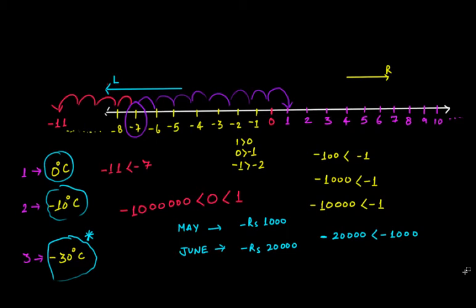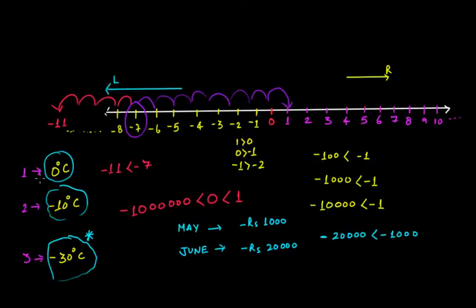So now we know how to represent integers on a number line, and we learned how we will tell whether any number is greater or smaller. And let's do some problems on that, that comparison of integers. We know the way how we do it, but let's again practice some problems.